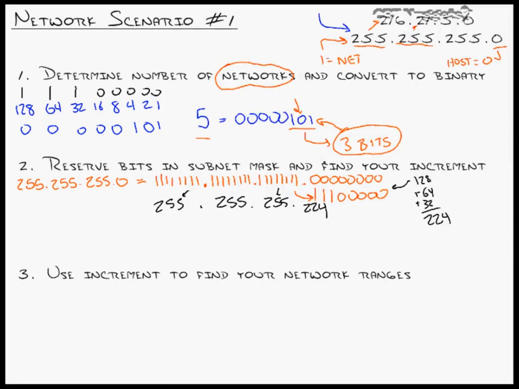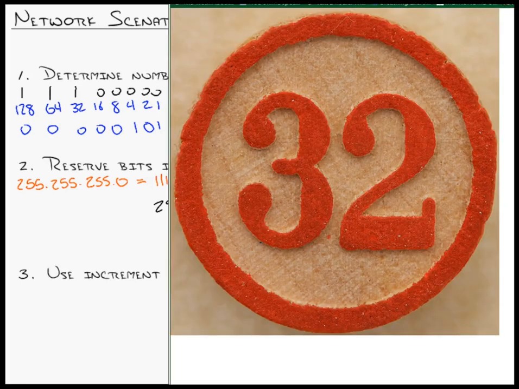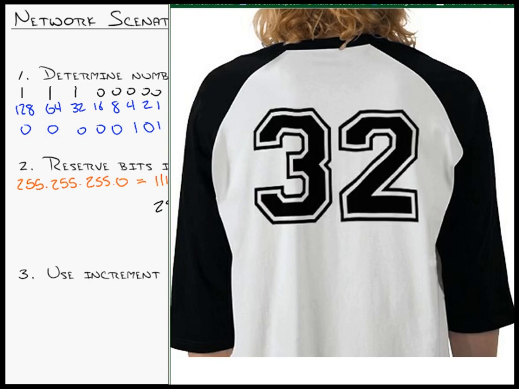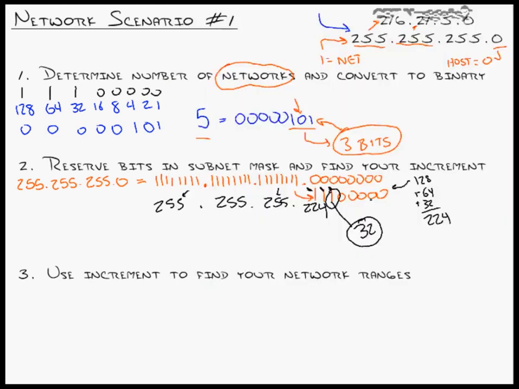The increment is going to be the lowest network bit. In this case, this third bit is the lowest bit, and this third bit represents 32. 32 is our increment. So this increment will be our network range. Plural, network ranges.